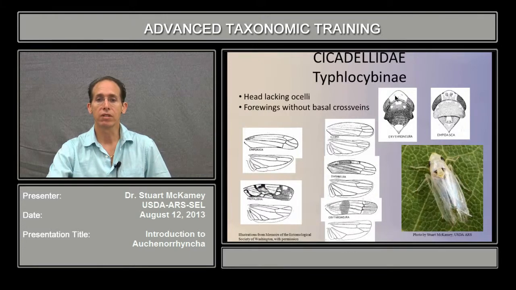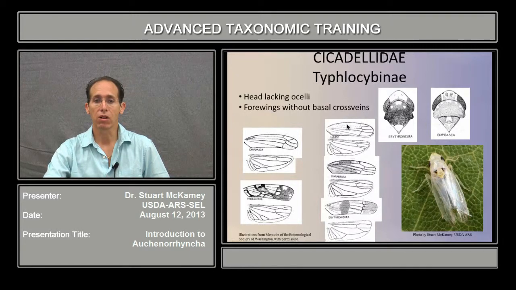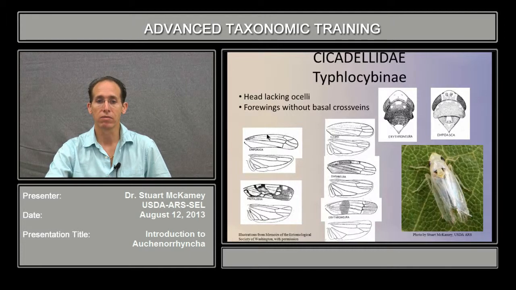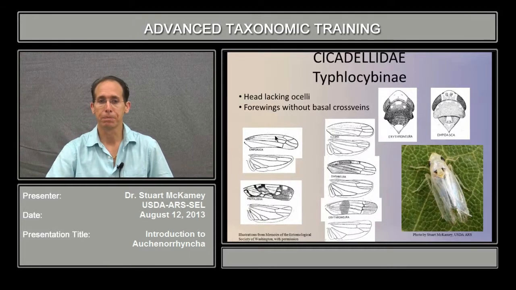Lastly, we're looking at the Typhlosybini, which have no ocelli, zero ocelli on the head. And the forewings lack cross veins at their bases. No cross veins there.